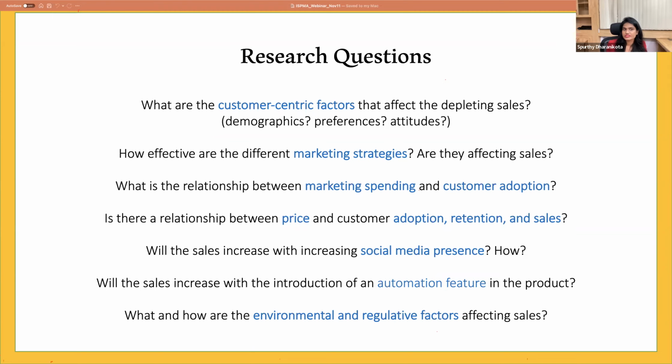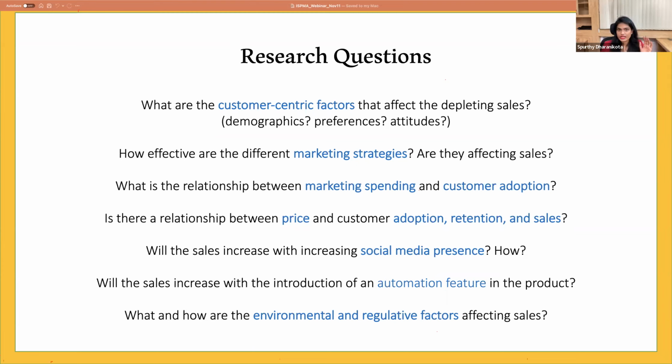Then marketing strategies. How effective are the marketing strategies? Is there a relationship between the marketing strategies and the depleting sales? And what is the relationship with the marketing spend? Are you spending enough on marketing? Or are you spending so much that there's no customer adoption at all? All of these questions can come to your mind, and this is how you can come up with research questions from a very broad research problem.